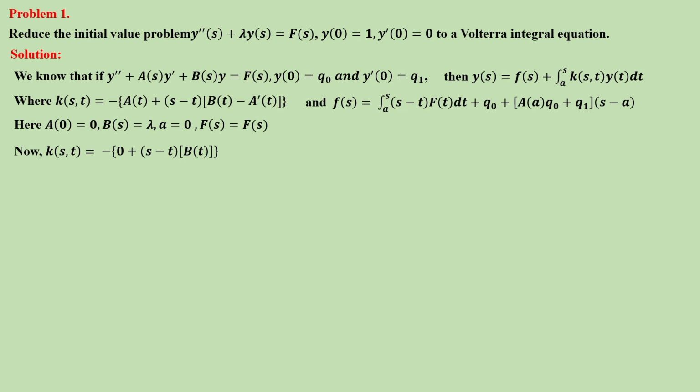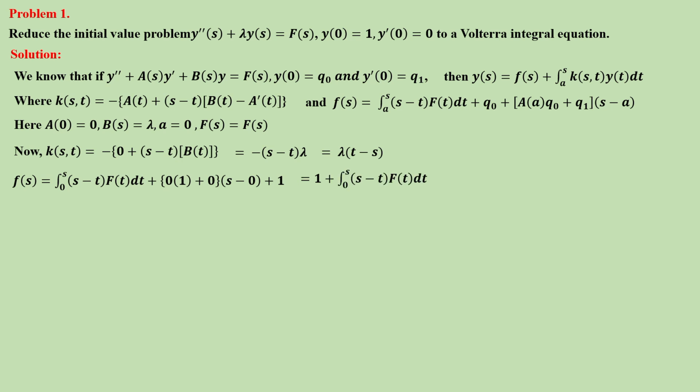Now k of s comma t, using that formula, is minus 0 plus s minus t into b of t, so minus s minus t into lambda, that is lambda into t minus s. And f of s is equal to integral 0 to s, s minus t f of t dt plus 0 into 1 plus 0 plus 1 into s minus 0, that is equal to 1 plus integral 0 to s, s minus t f of t dt.